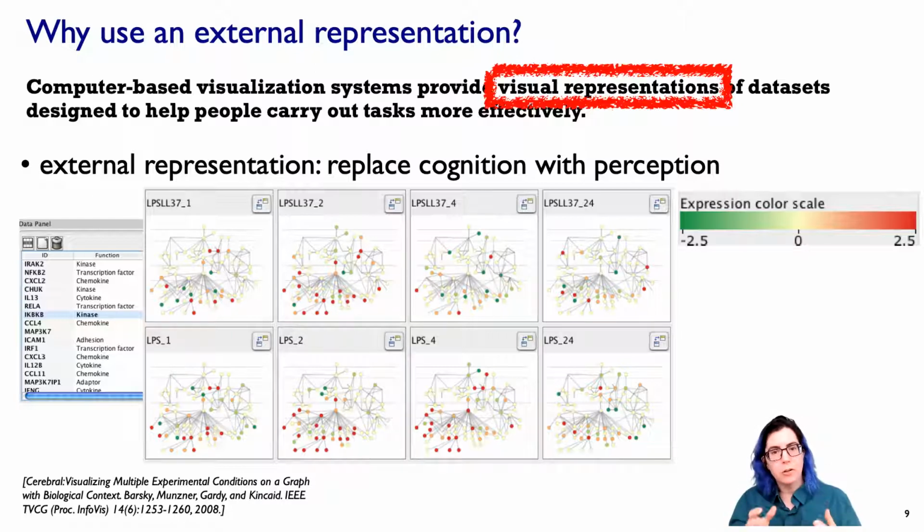That kind of judgment call we were able to do because we swapped in perception for cognition, freeing up our cognitive resources for higher level questions, perhaps about the underlying biological questions instead of simply comparing things down at the raw number level.